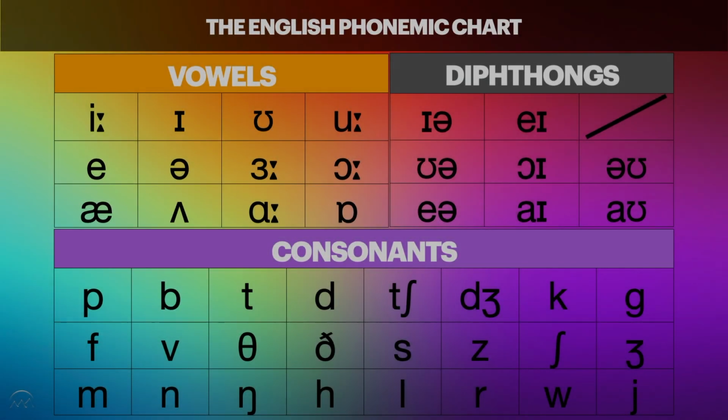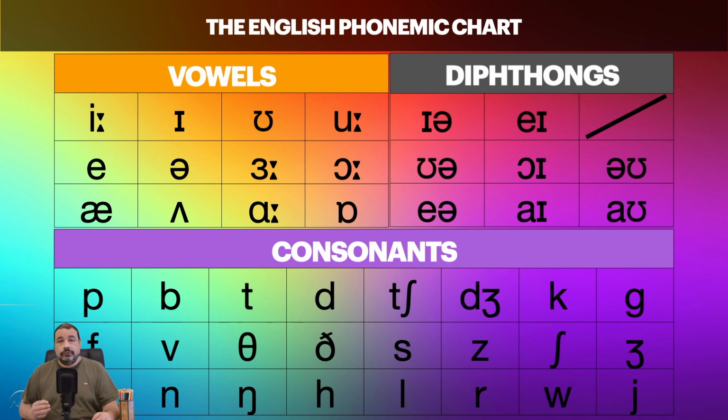The chart. There are 44 symbols in the English Phonemic Chart. These symbols are divided into three main groups in accordance with the type of sound they represent and the sound's nature. Group number one are the vowel sounds. These sounds are monophthongs that are produced without friction or obstruction in the mouth.